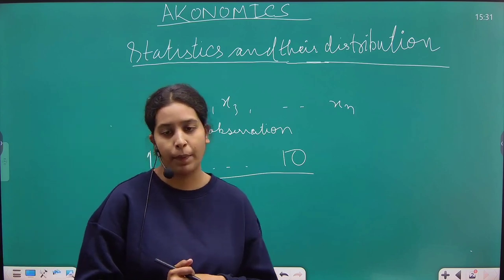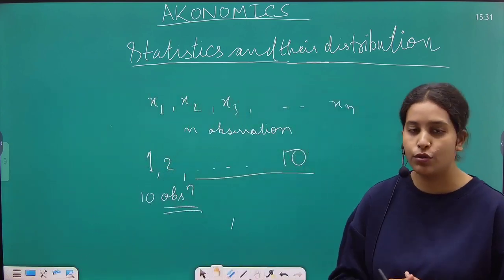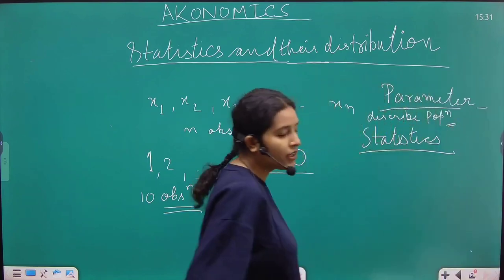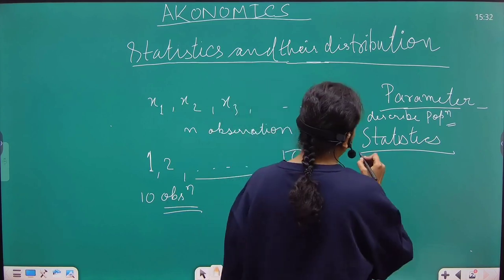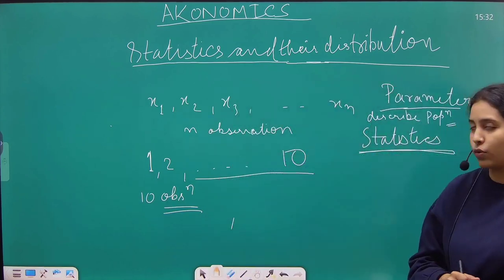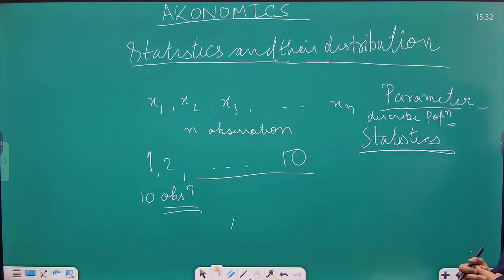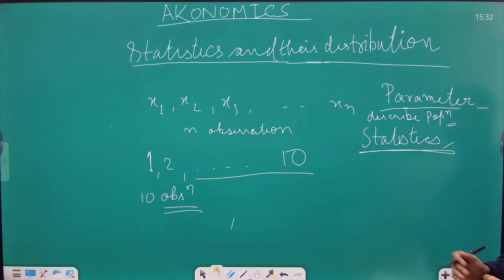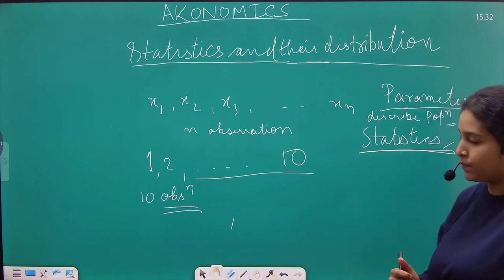First one is the parameter. Parameter is a number which is used to describe a population. And statistics is a quantity which is calculated with the help of a sample which is derived from a population. So with the help of sample statistics, we can describe what the population parameter is.